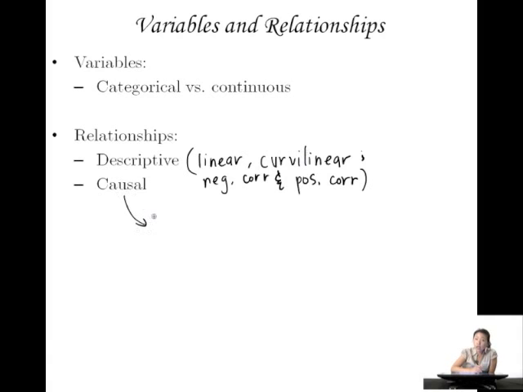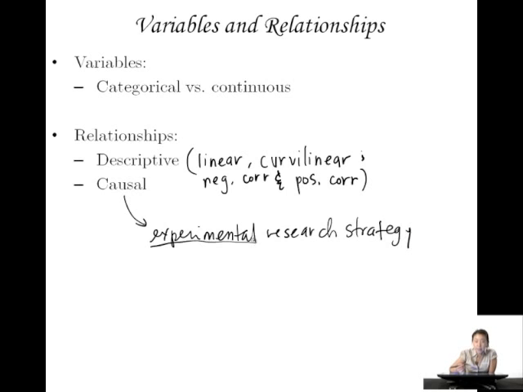So this is a new kind of relationship that we're going to be looking at. Now, only one kind of study, one kind of research design, can actually look at causal relationships. And that's going to be through the experimental research strategy or design, right? This is the only one, and so that one's pretty special. So far, we've only covered these other kinds of relationships.